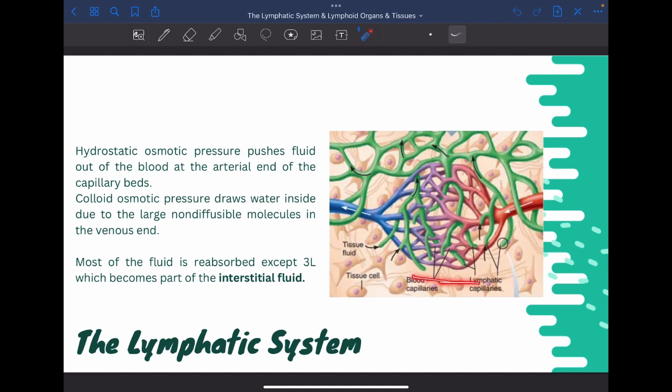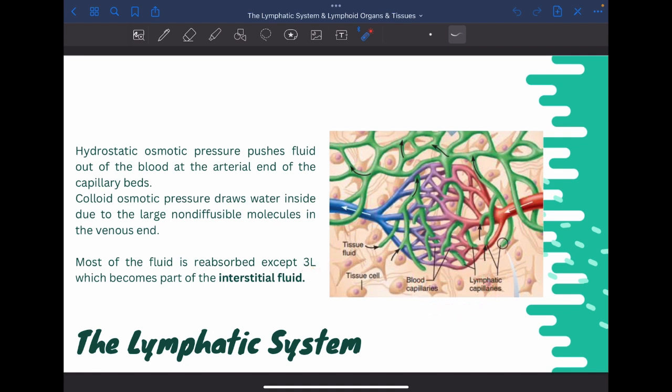So again, in the capillary bed, I have an arterial side and a venous side. The arterial side will push the fluid outside, whereas the venous side will pull it back because we have non-diffusible molecules, like proteins and so on. These structures will pull the water back inside to balance the solute and solvent concentration. Now, some of the fluid that comes from the arterial part isn't going to go back to the venous part. This fluid remains in the interstitial fluid, and it's around 3 liters.